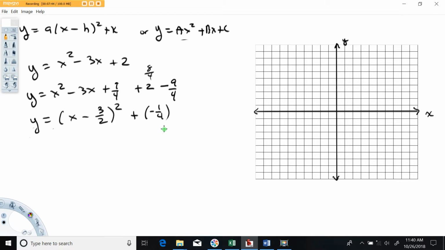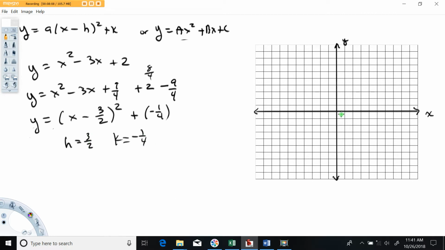So taking a look at this now, the a, if you will, is 1, so we know this thing opens up. Now we're going to compare the x minus 3 halves to x minus h. So h is 3 halves. And then compare these two. K is minus 1/4. All right, so what we know is the coordinates of the vertex are at the point 3 halves, minus 1/4.